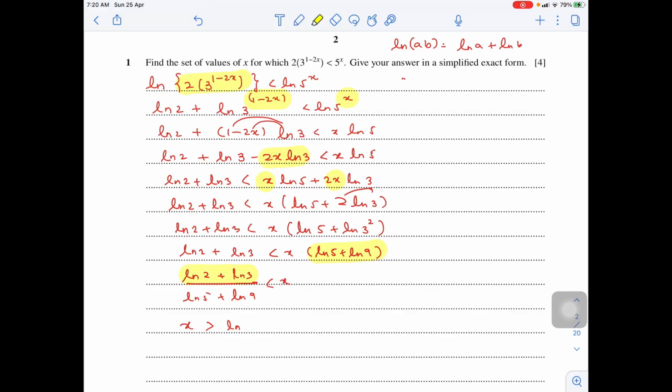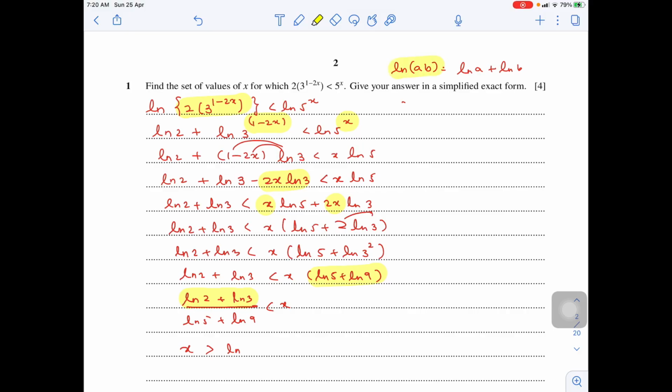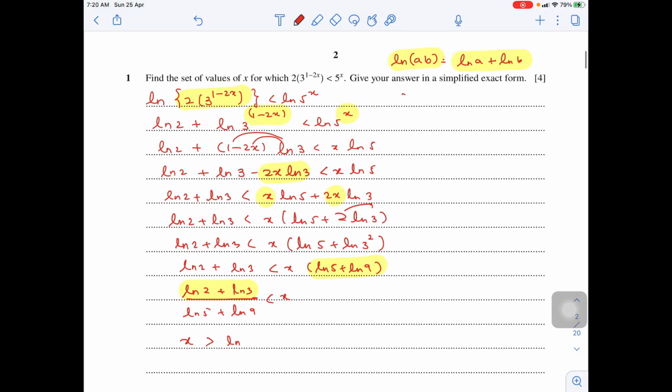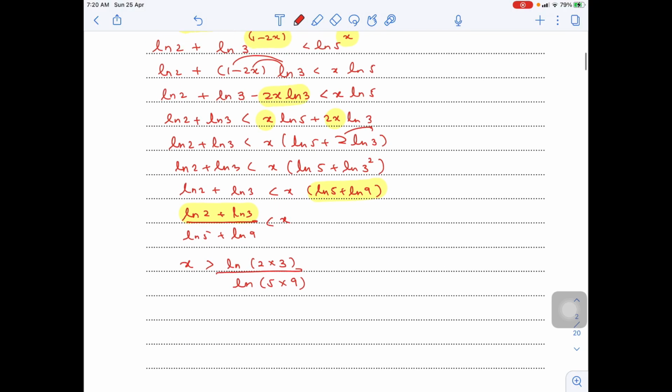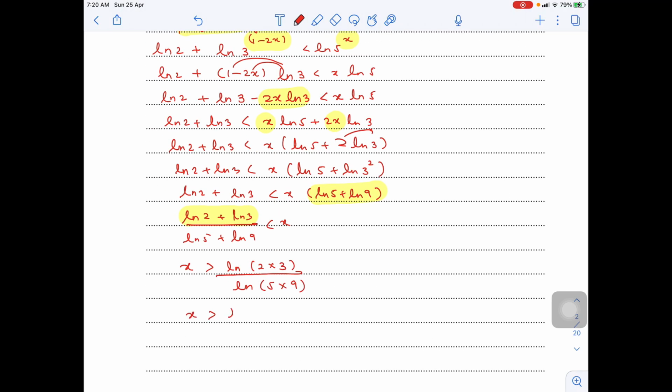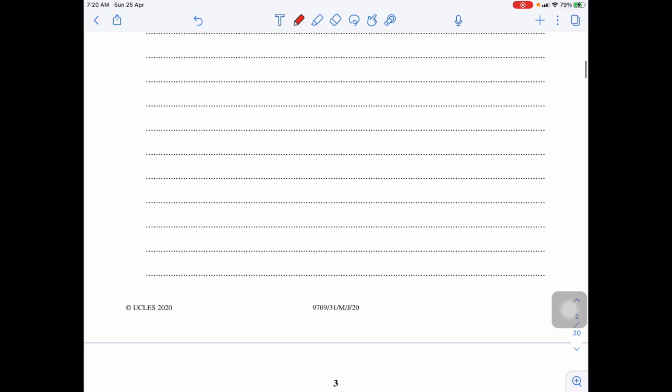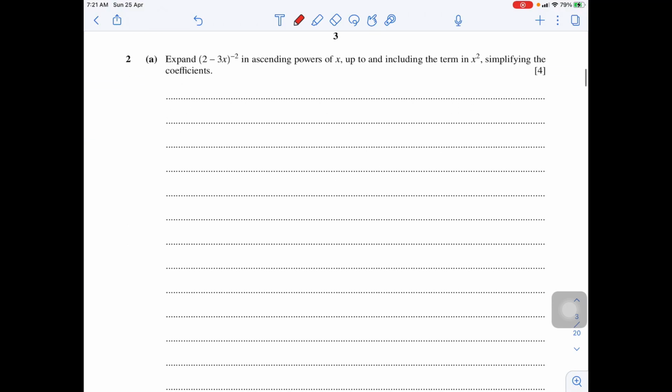Whenever x is on the left hand side, it becomes comfortable to identify. So it's ln. When it is addition, we can write multiplication. Like here, multiplication became addition. So addition becomes multiplication. ln 2 times 3 over ln 5 times 9. So that can be written as x is more than ln 6 over ln.